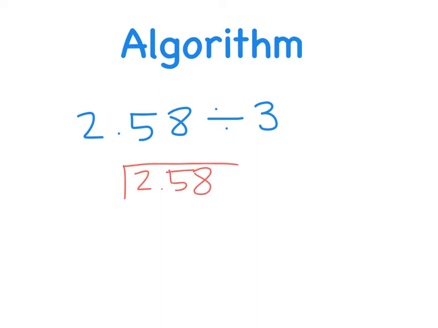Remember, your first number, your dividend, goes inside this little house, and your divisor goes on the outside. Then we're going to divide as though they're whole numbers. So for right now, I'm just going to ignore the decimal point completely.